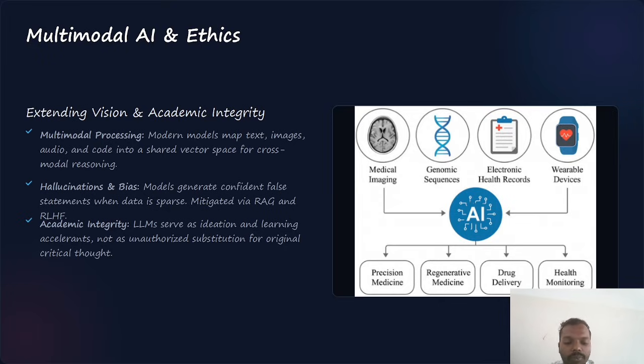As AI evolves, we are moving from text-only models to multimodal AI, where text, images, audio, and code are mapped into the same unified vector space.